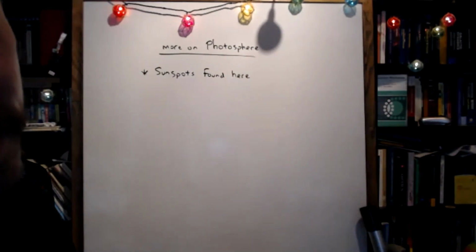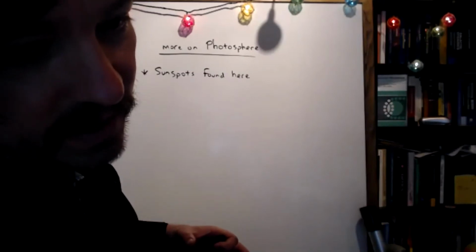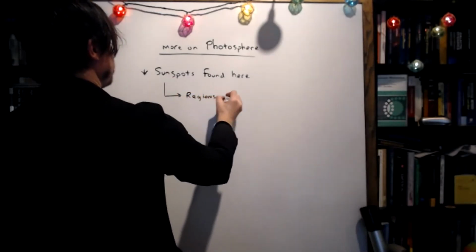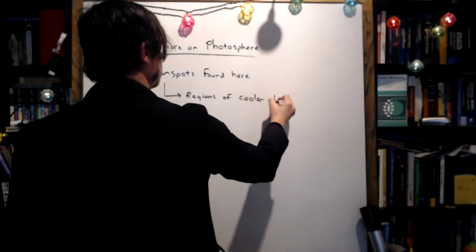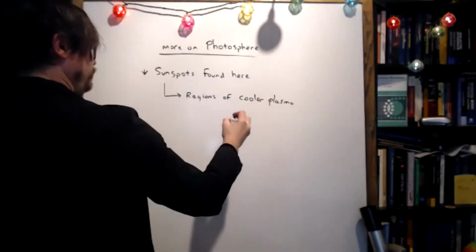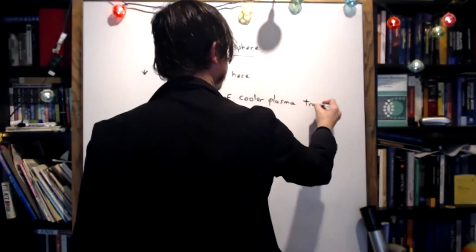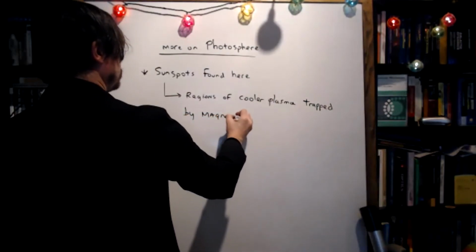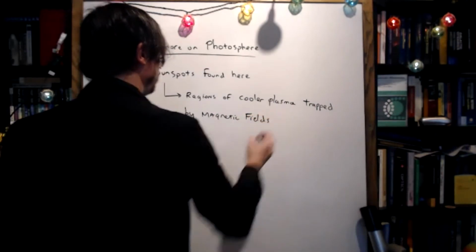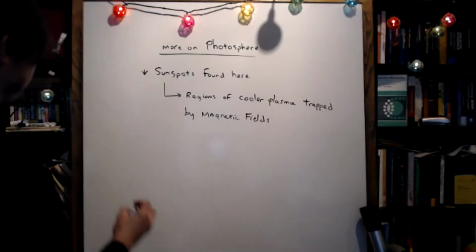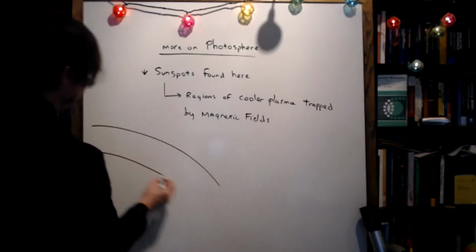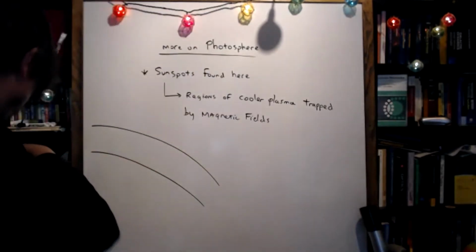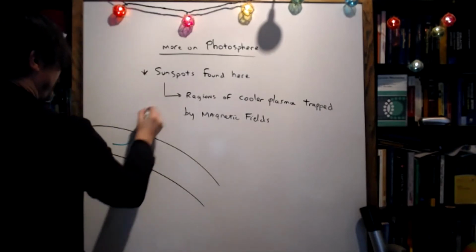What is the cause of sunspots? They are regions of cooler plasma that are trapped by magnetic fields. So here's a picture of how this works. You have the photosphere. Now I'm going to zoom in on the photosphere. And we have powerful magnetic field lines threading their way through the sun. So here's our big magnetic field loop.